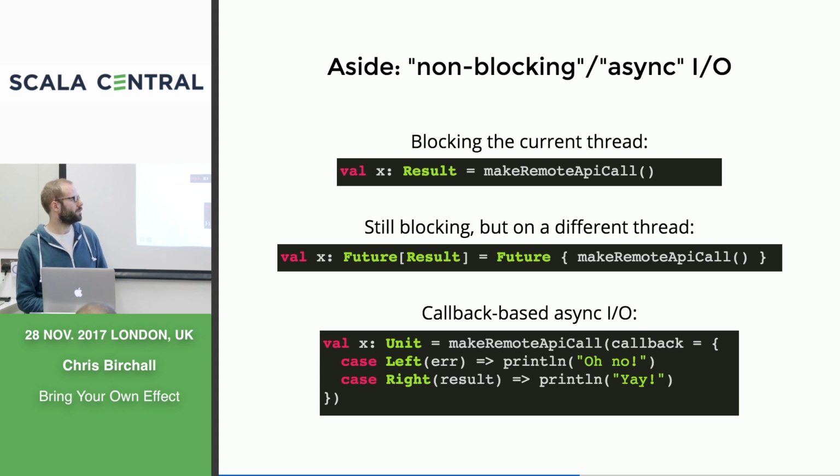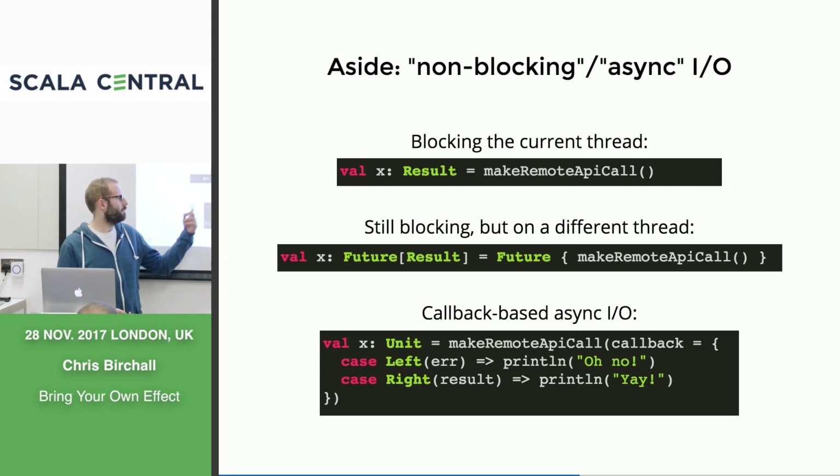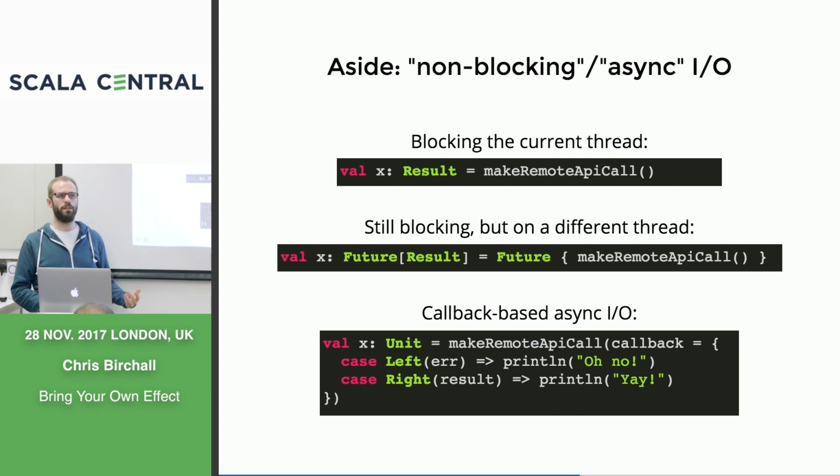But then the most powerful way of doing I/O, which you're probably interested in if you have really high scale and you want to handle thousands of requests a second or whatever, is event-driven async I/O. So this is where you make the remote API call, but you pass in a callback which will be called when the thing finishes.